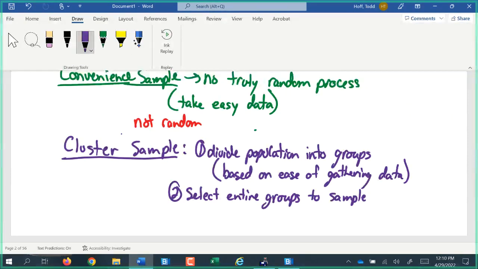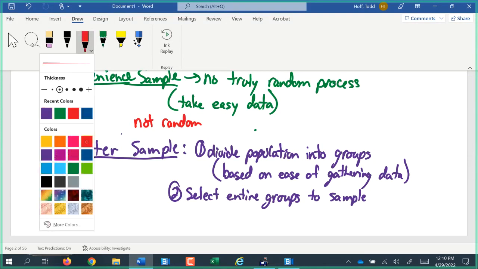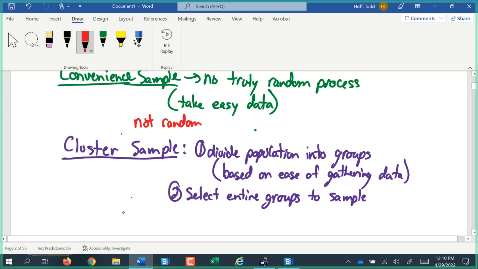Or if you're doing like a door-to-door survey, you might select a whole city block rather than individual people, so you don't have to run all over the city hunting down individual people. You go to a particular block and just go around that block gathering the information. And then you go to the next block that's been selected. As long as the classes in the school are about the same size, or the number of people living on a city block is about the same size, this is random.